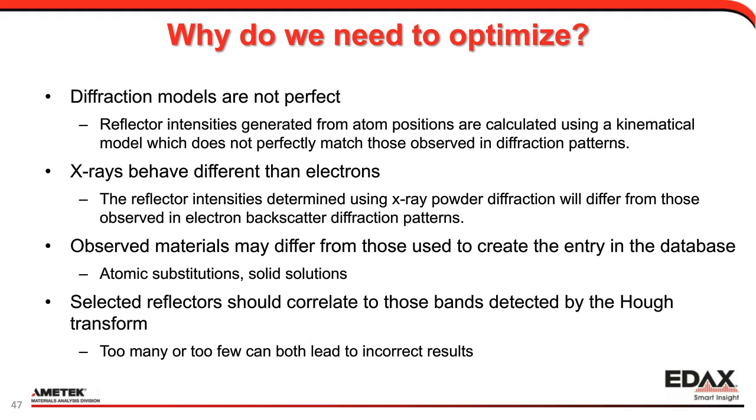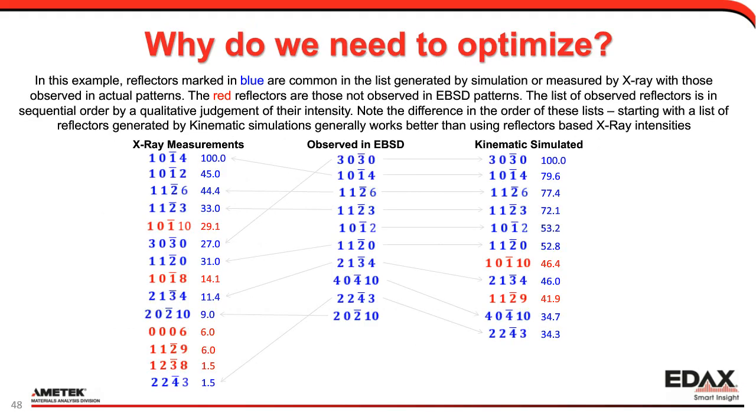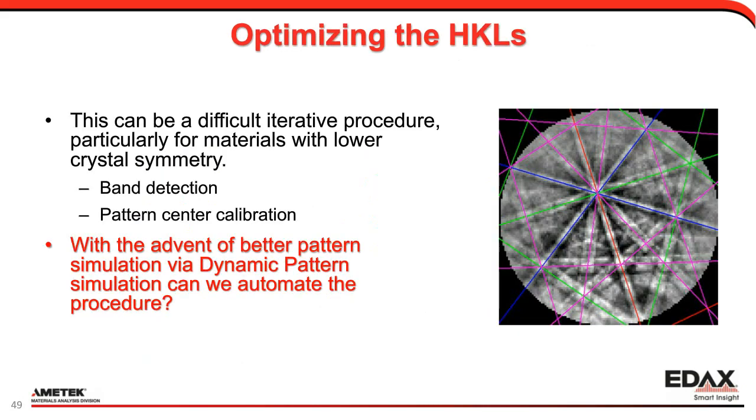So as an example, here's an example from quartz. We had some X-ray results, we had some kinematic simulated results, and then you can see what we actually observed in EBSD. And those are kind of in order of intensity. And so you see they don't match up one-to-one between any of those. So thus we require an optimization step. And that can be difficult for some materials, especially those with lower symmetry. You've got to make sure your band detection is working, your system's well calibrated.